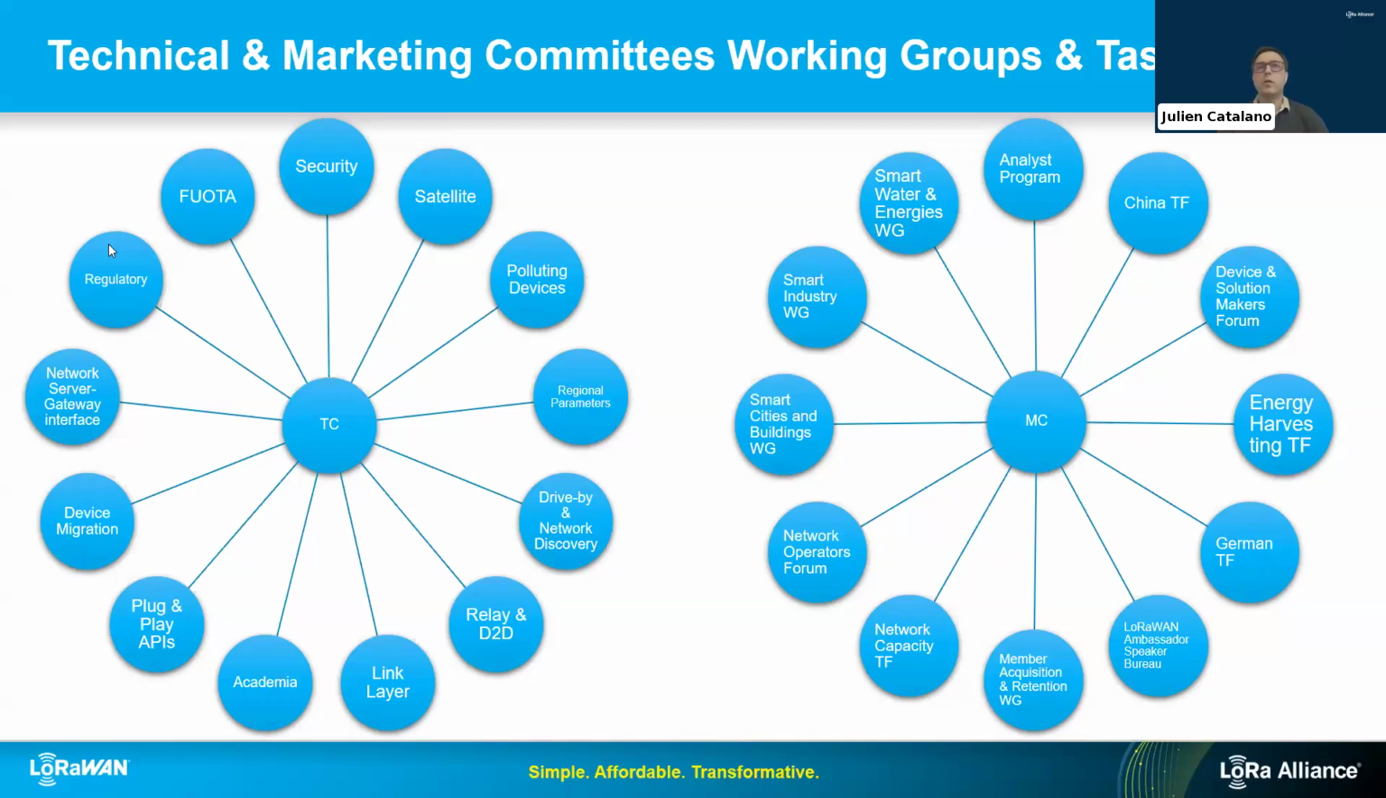If I go on the left, the regulatory working group is also very important when you design devices. And if I go straight down, the link layer on the downside of the technical committee is one of the core specifications, of course, which Paul will talk about. Of course, regional parameters is something you will face when you develop a device, so it is important that you do that well. And we also have a group about polluting devices, which is something we would like to avoid. This is really the core of this talk: how not to build devices which will pollute the spectrum.